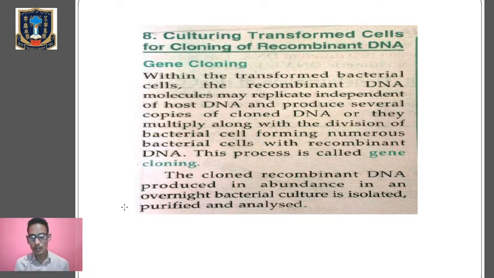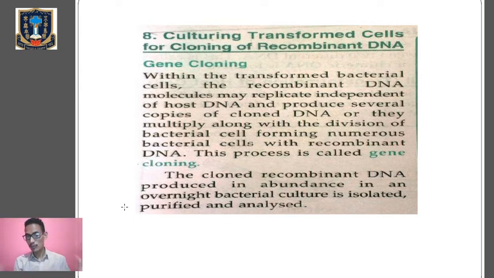What we are doing is that we have created the recombinant DNA and inserted it into the host cells. Once the recombinant DNA enters the host cells, let's say E. coli cells, that recombinant DNA can replicate, can multiply independently within the body of the host cells. When they replicate independently, they will produce numerous copies of recombinant DNA, and this process is called gene cloning. The cloned recombinant DNA produced in abundance in a bacterial culture will be isolated, extracted, purified, and analyzed.